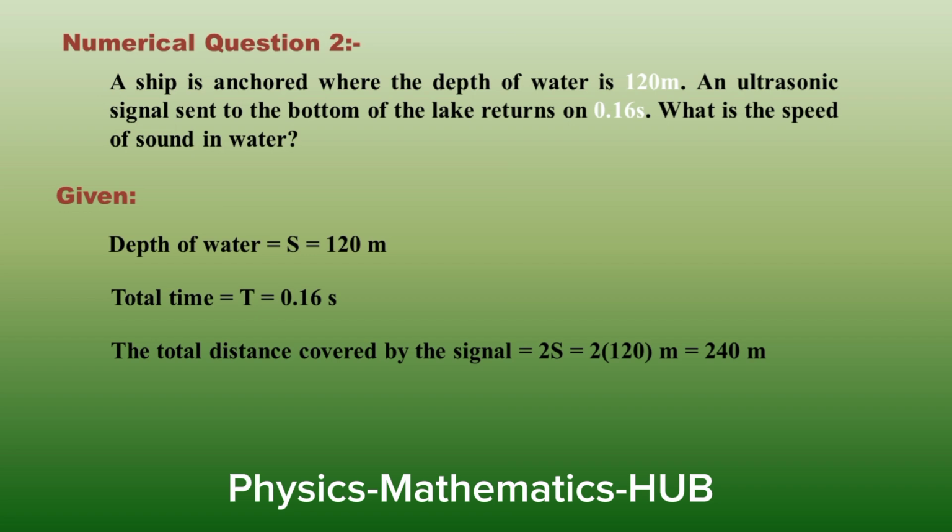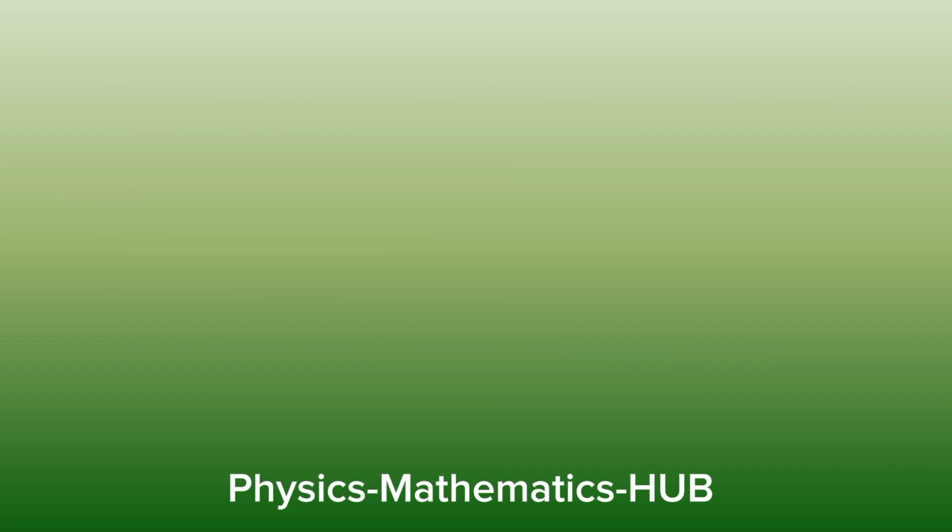Now remember, the ultrasonic signal travels down to the bottom and then back up to the ship, so it actually covers twice the depth of the lake. Therefore, the total distance covered by the signal is 2s, which is equal to 2 into 120 meters, equal to 240 meters. Our target is to calculate the speed of the ultrasonic signal in water.